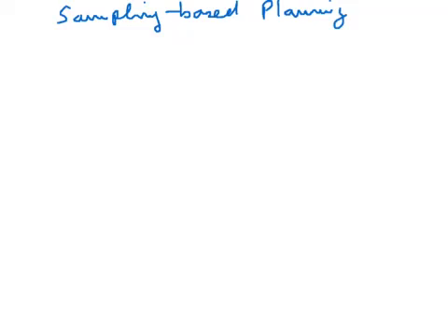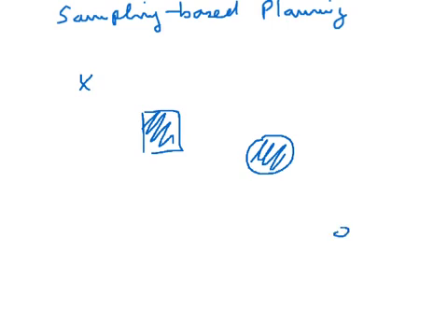This screencast illustrates various concepts in sampling-based planning. Let's consider a state space that consists of a couple of obstacles, a starting position, and a goal. The problem is now to find the shortest path between the starting position and the goal.